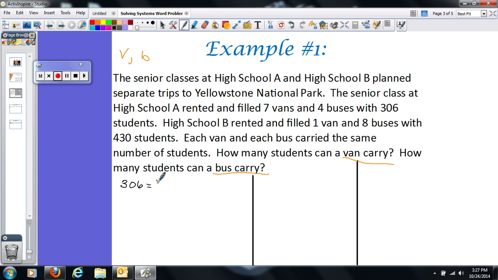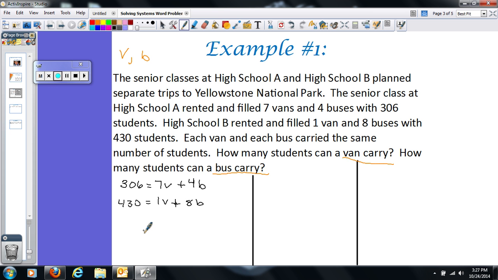Now, just like we talked about earlier, I have 7 vans, and each van holds V number of students. So I'm going to put a V. Plus 4 buses, and each bus holds B students. So this becomes my first equation. The next one, I'm looking at high school B. It says 430 students with 1 van and 8 buses. So now I have my system of equations. I have both of them.